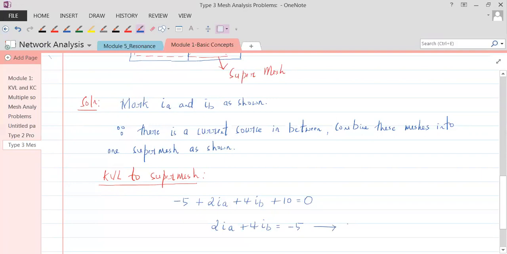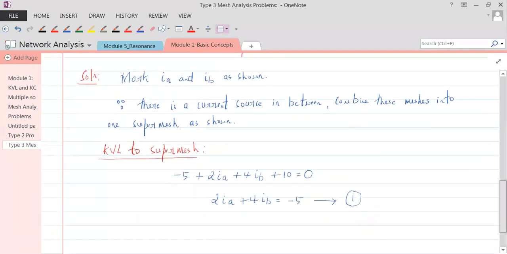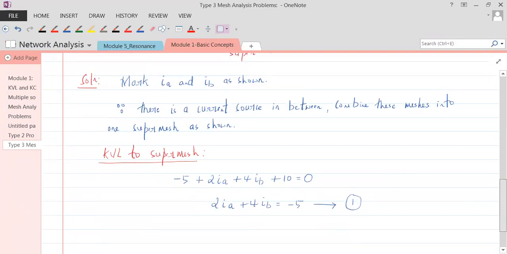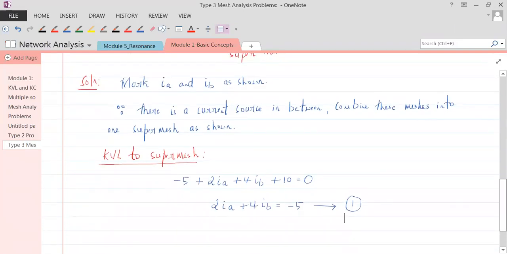So you have one equation, because we had one super mesh. So we have one KVL. From that, we have gathered that we have an equation consisting of IA and IB. Now, everybody lend your ears. See here, how many unknowns are there? IA and IB are the unknowns.